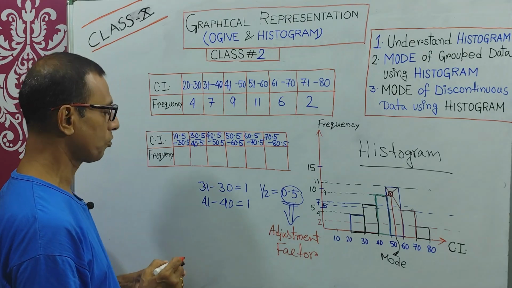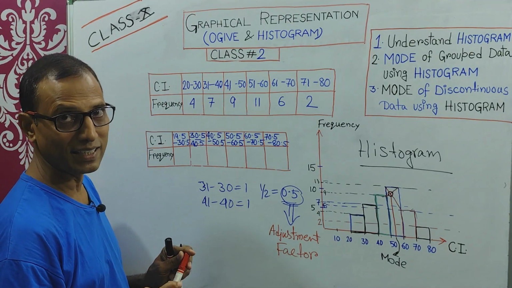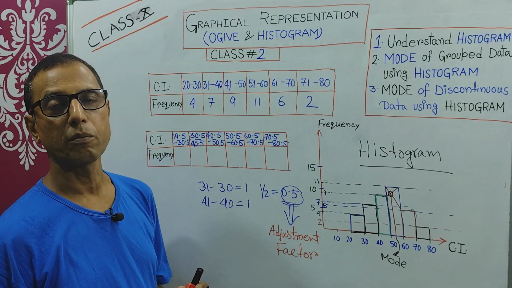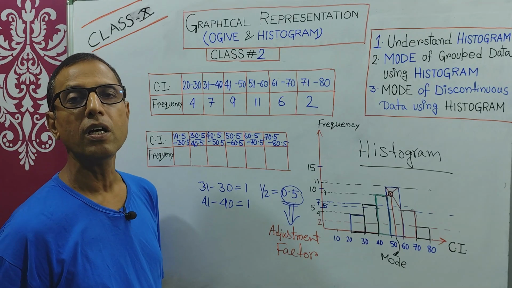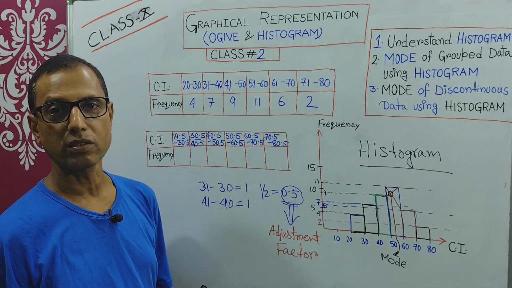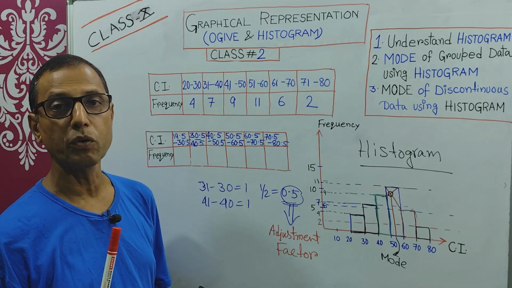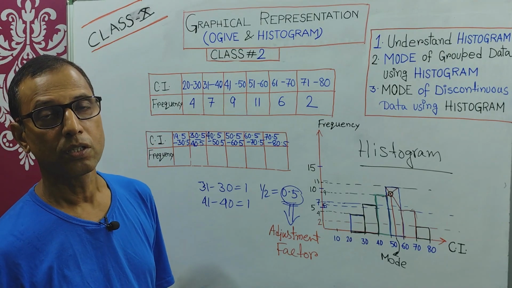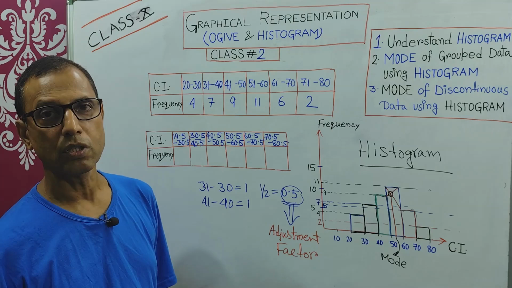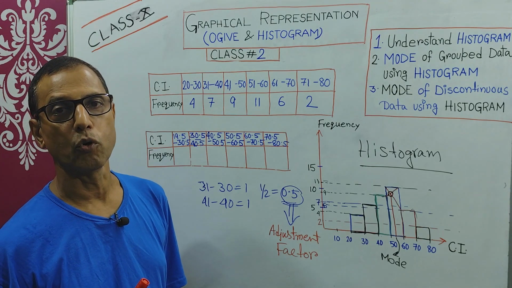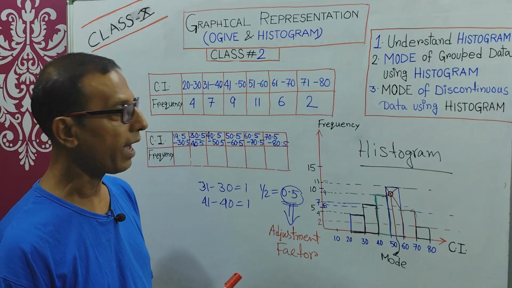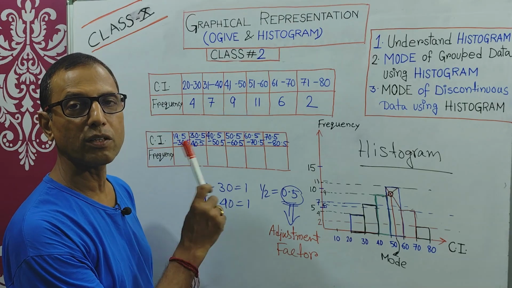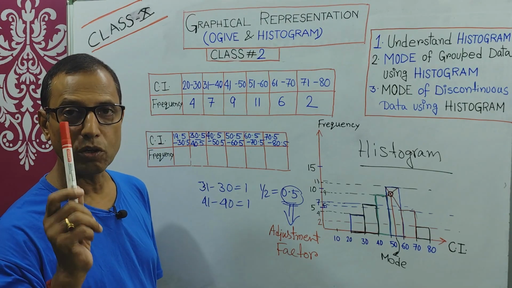Another situation could be discrete data. For discrete data, we don't need to find the mode using a histogram. Straight away you can look at the highest number of occurrences of an observation value, and that observation value will be the mode. But if you are asked to find the mode using a histogram, that you can also do, though not for all discrete values. Only if the gap is the same for all the discrete values can you do that.